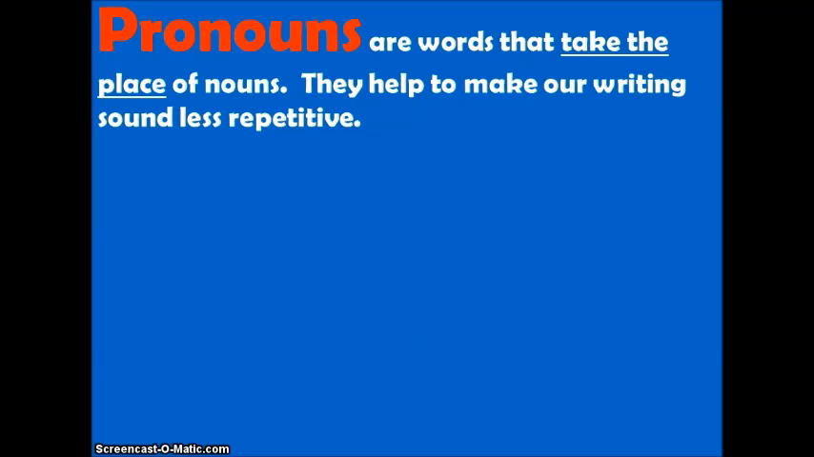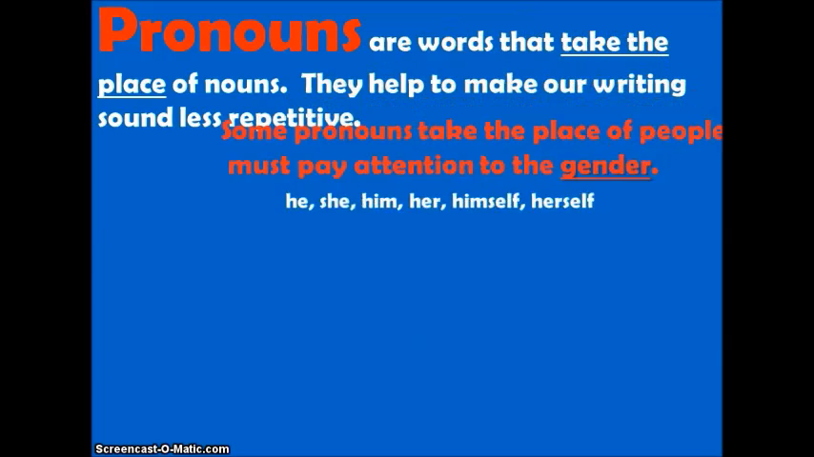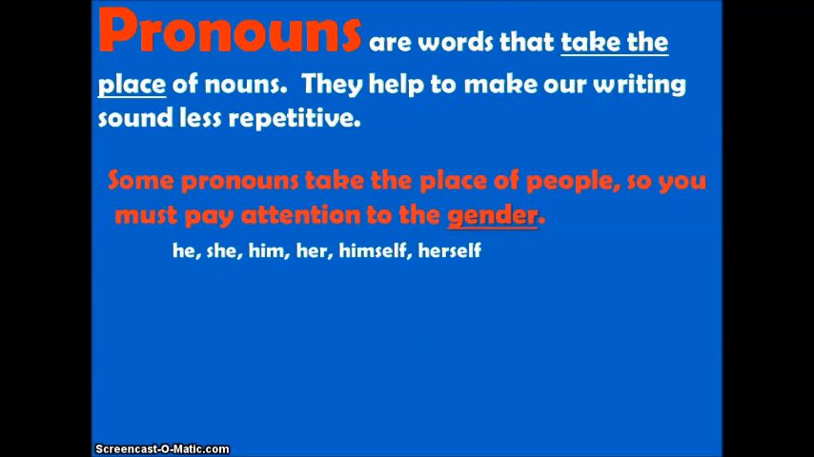Pronouns are words that take the place of nouns, just like she took the place of Taylor Swift in the example before. They help to make our writing sound less repetitive because we're able to use pronouns in the place of using the same noun over and over. Now, some pronouns take the place of people, and in this case, it's really important that you pay attention to the gender so that you're using the proper pronoun based on if you have a boy or a girl.